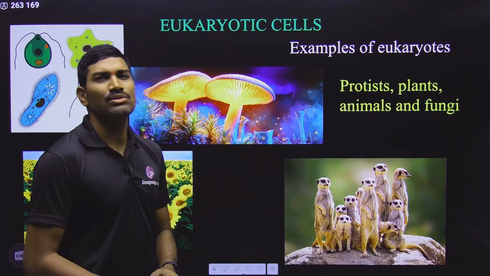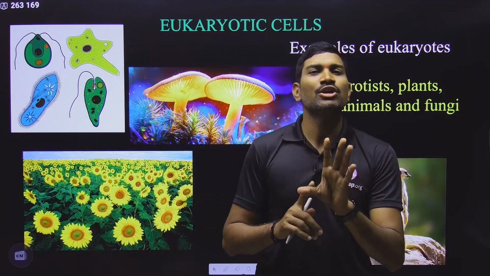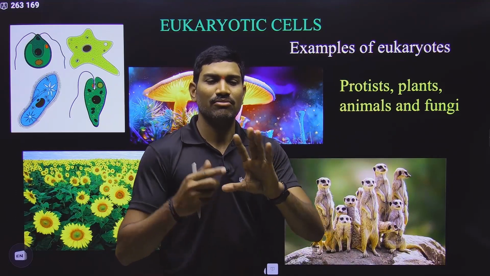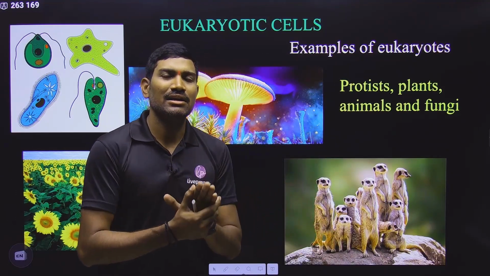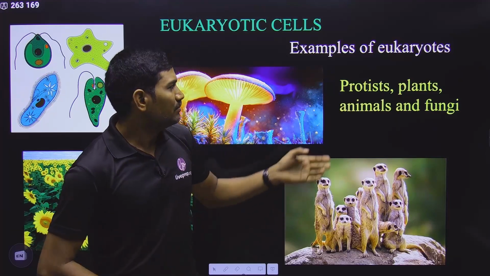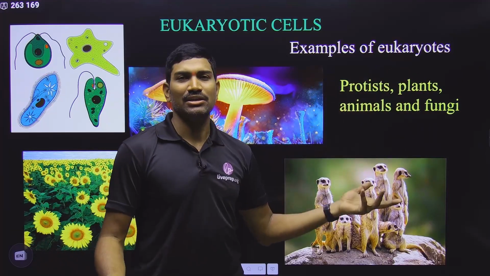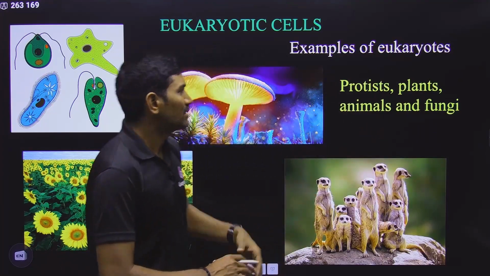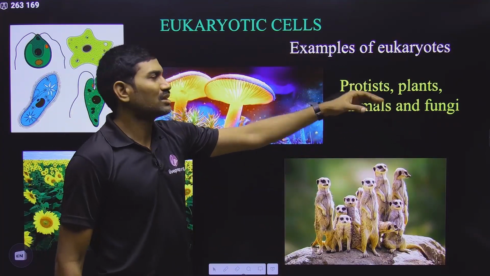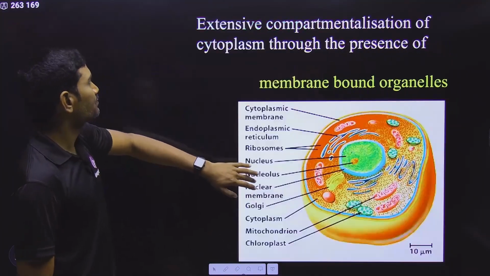So what are the examples under this? Out of the 5 kingdoms, only one kingdom has prokaryotes, that is the kingdom Monera. What about the remaining 4 kingdoms? They come under eukaryotes; they have eukaryotic cells. What are those? Kingdom Protista, kingdom Fungi, kingdom Plantae, kingdom Animalia. So these are the 4 kingdoms that have eukaryotic cells, and that's why these kingdoms are considered eukaryotes. Clear? Next one.